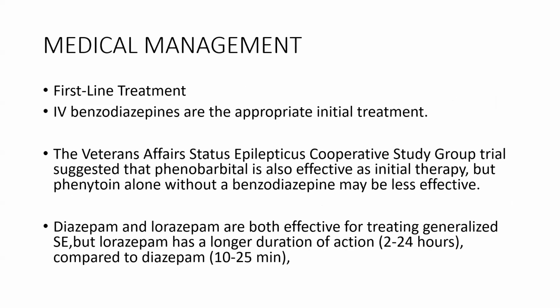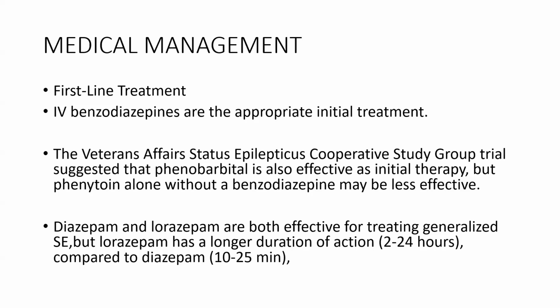Now, regarding medical management, we will describe it in brief. As we have seen before, first line treatments are always benzodiazepines. So IV benzodiazepines are the appropriate initial treatment. And the Veterans Affairs Status Epilepticus Cooperative Study Group trial suggested that phenobarbital is also effective as initial therapy, but phenytoin alone without benzodiazepine may be less effective. So diazepam and lorazepam are both effective for treating generalized status epilepticus.